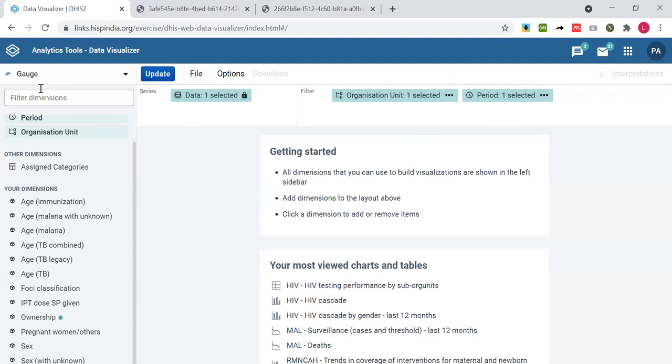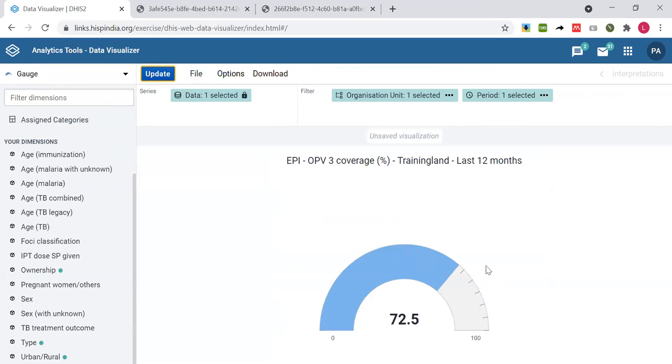Before I click on update, you can see what happens here. We don't have a category to configure here. We just have the series, and whatever we put in the series will appear like this. You see? It's just that one single value we are trying to display. Here you are seeing the value 72.5, which is coming from this data, oral OPV3 coverage for training land for last 12 months, right? So this is a nice way of demonstrating a single value, so we can focus the end user's attention on one very important value.